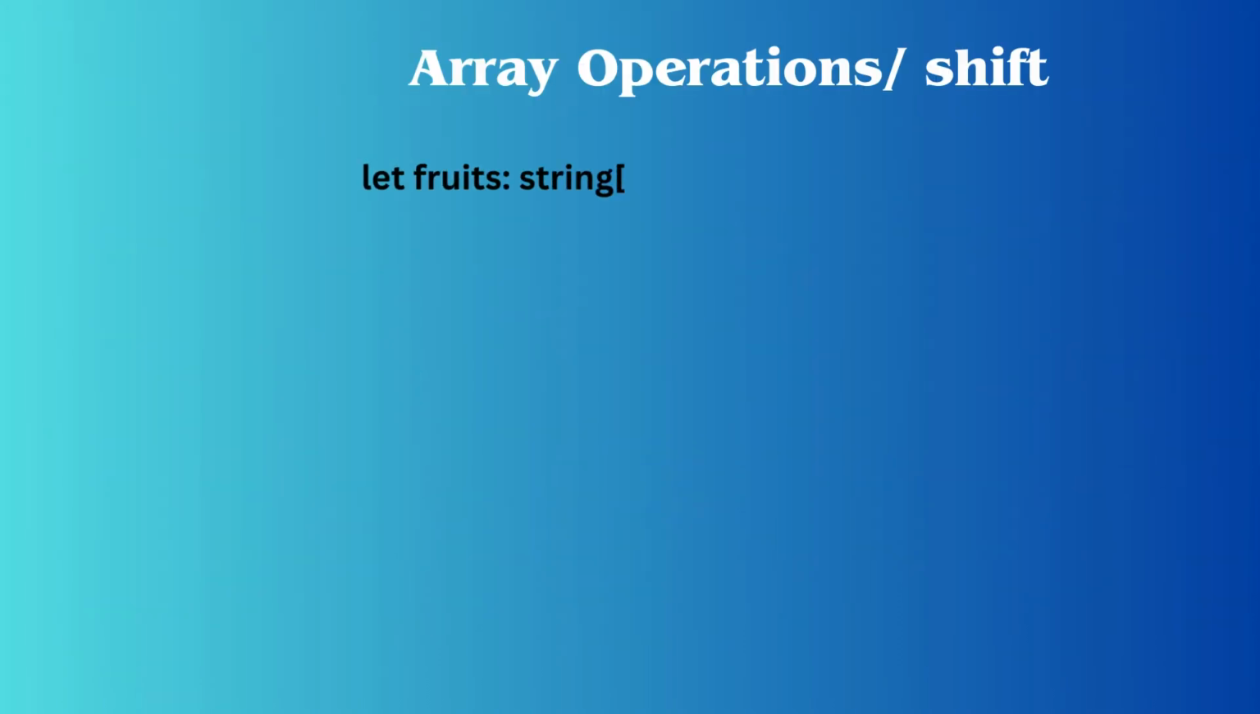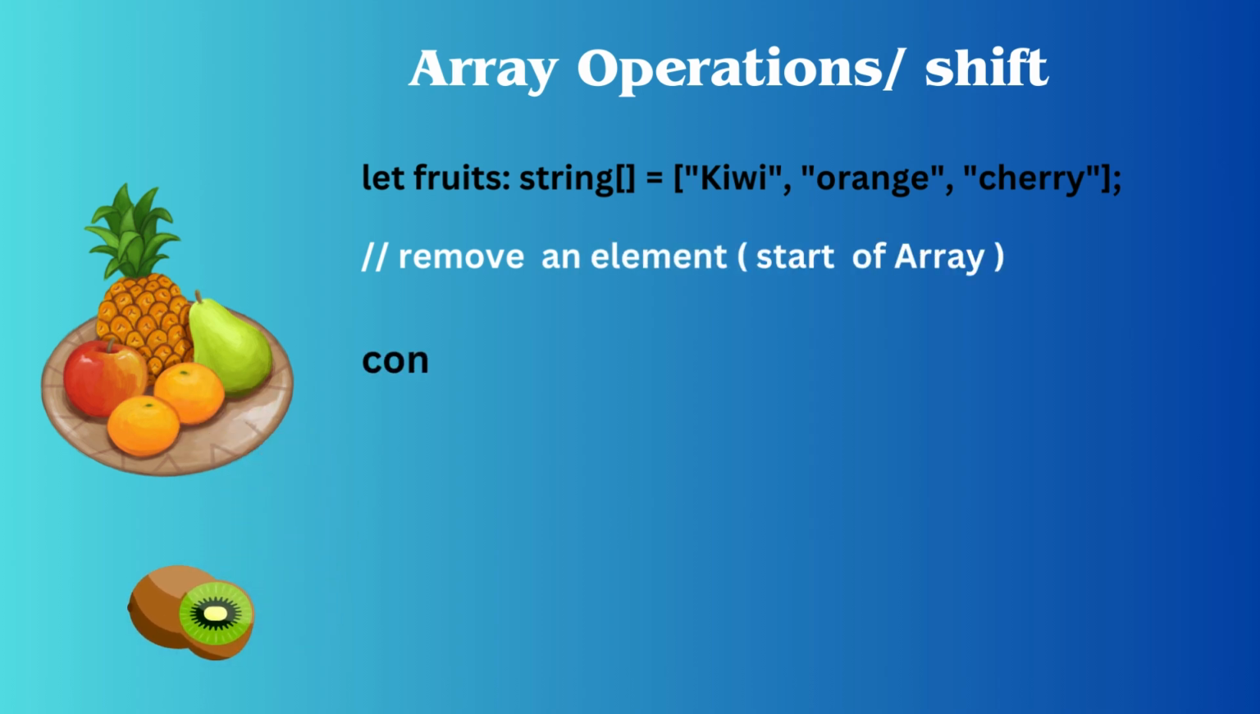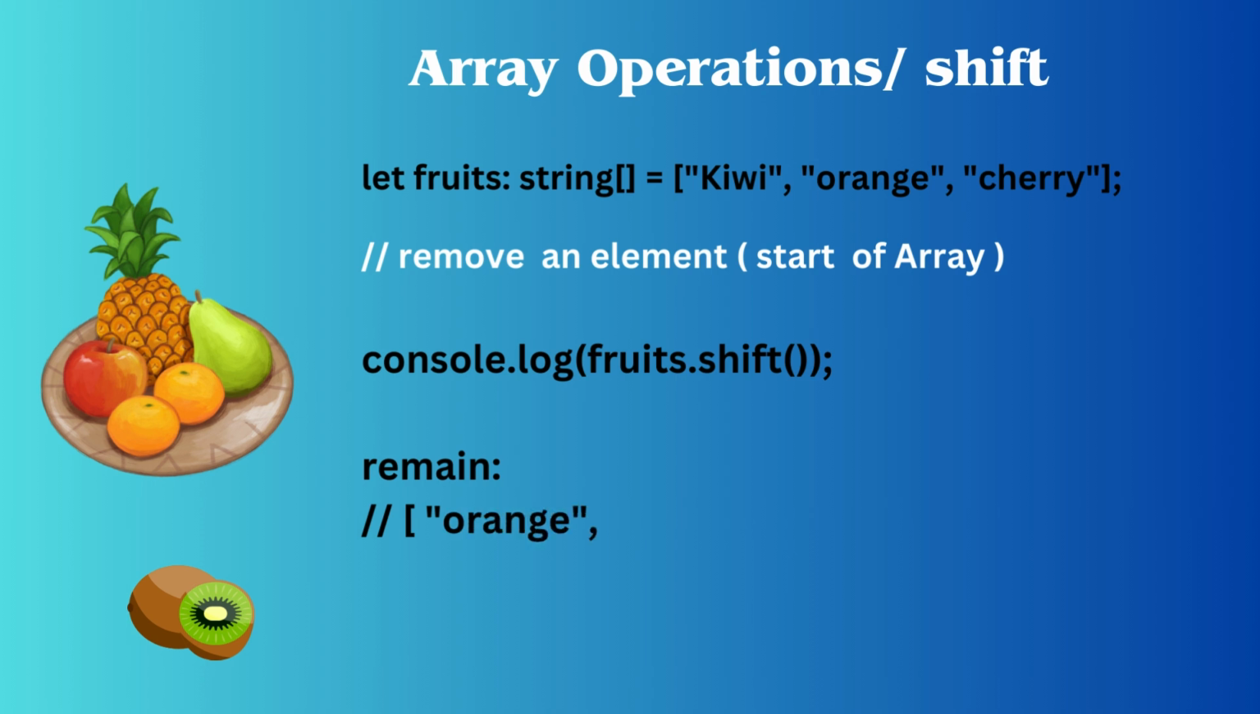Now we have the shift option in this. We will first create an array in which we have taken three fruits, kiwi, orange, cherry. Now we will remove one of them. So in this we have fruit.shift, which will remove whatever element is at the start of the array. As we console it, we will see that at the start of the array, kiwi has been eliminated from the list through the shift method. Now the result is orange and cherry.